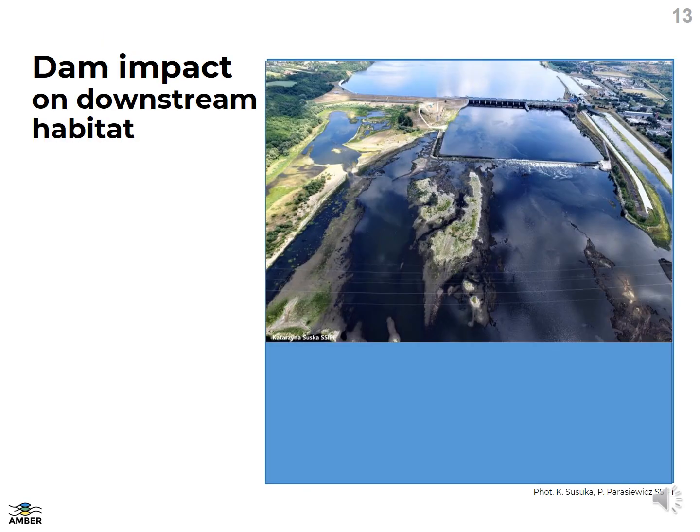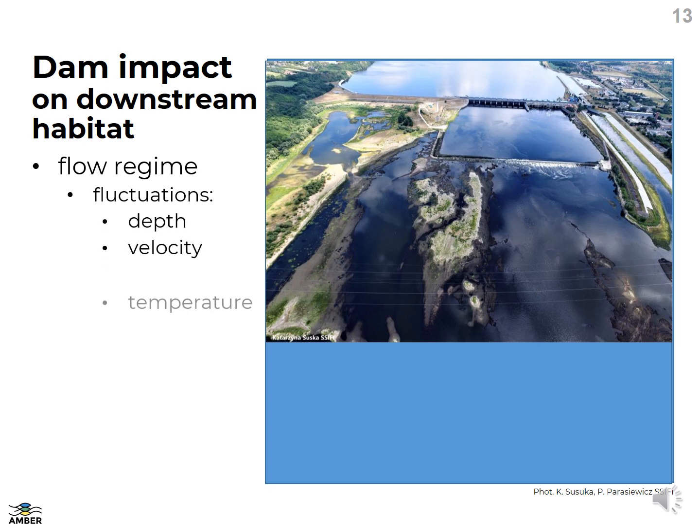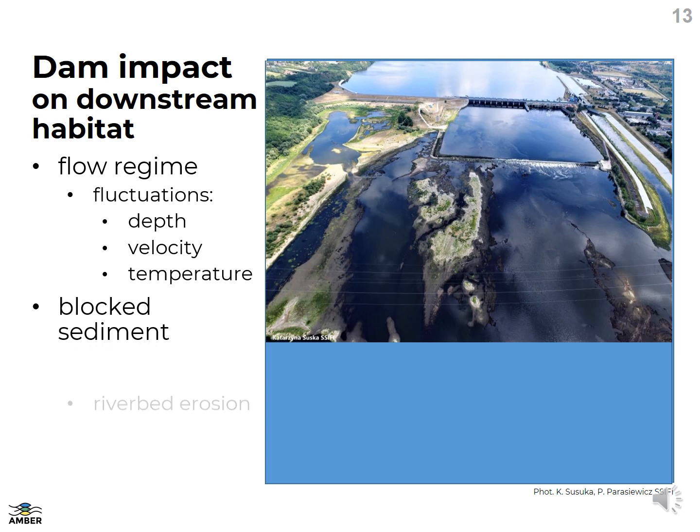With regard to the downstream area, the majority of modification is caused by modification of flow regime. This leads to fluctuations of depth, velocity, and temperature, which might be either higher or lower depending on the specific situation. Furthermore, since sediment is blocked and the river downstream starves for substrate, it leads to riverbed erosion.